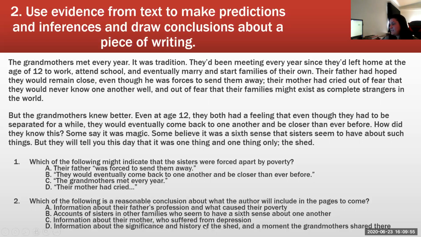Information about the significance and history of the shed and a moment the grandmother shared there. D is the correct answer because that's the foreshadowing of this sentence. So they're going to tell you this day it was the one thing and one thing only, the shed. So obviously the author is going to include information about the importance and the history of the shed and why it was so integral to why these grandmothers stayed close. Like what happened there that made that occur? So that's what he's going to talk about.